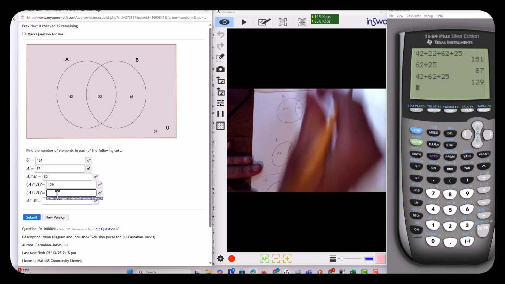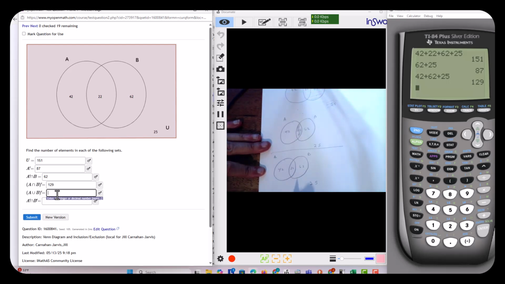Pull this down just a little bit. A union B will be all of this. It's what's in A or B or both. Prime. So everything that's not in A union B, so that's going to be 25. I think I know what I did. I was trying to type 42 on my calculator, and it went over here in the box over here. Okay, I see that now.